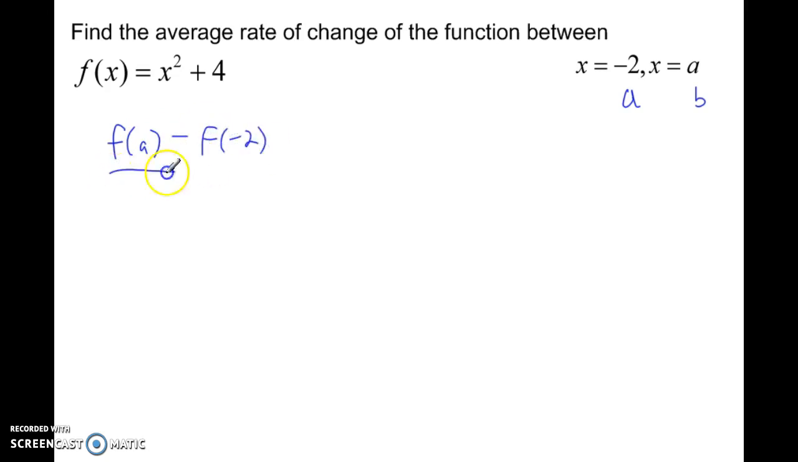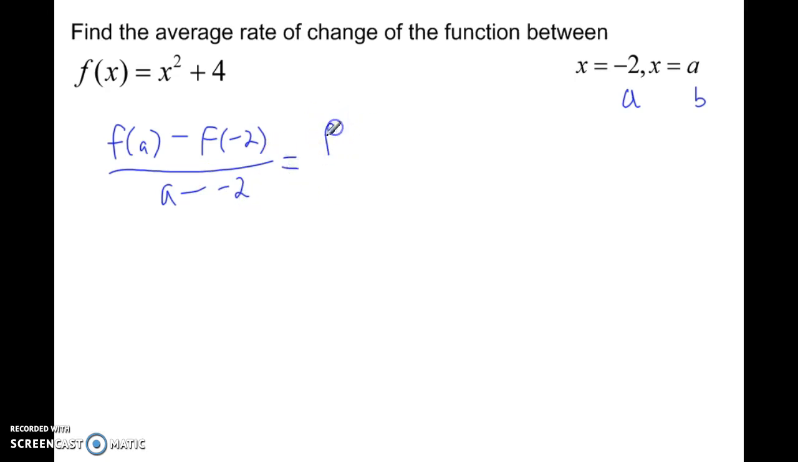Let's find another one here. This is kind of weird. I'm going to call this one A because it's already called A, and this one B. I'm just going to keep it the way it is, I hope this won't mess you up. I'll call this my A and this my B, and I'm not going to change things. So A and B. So f of B would be f of A minus f of negative 2 over A minus negative 2.